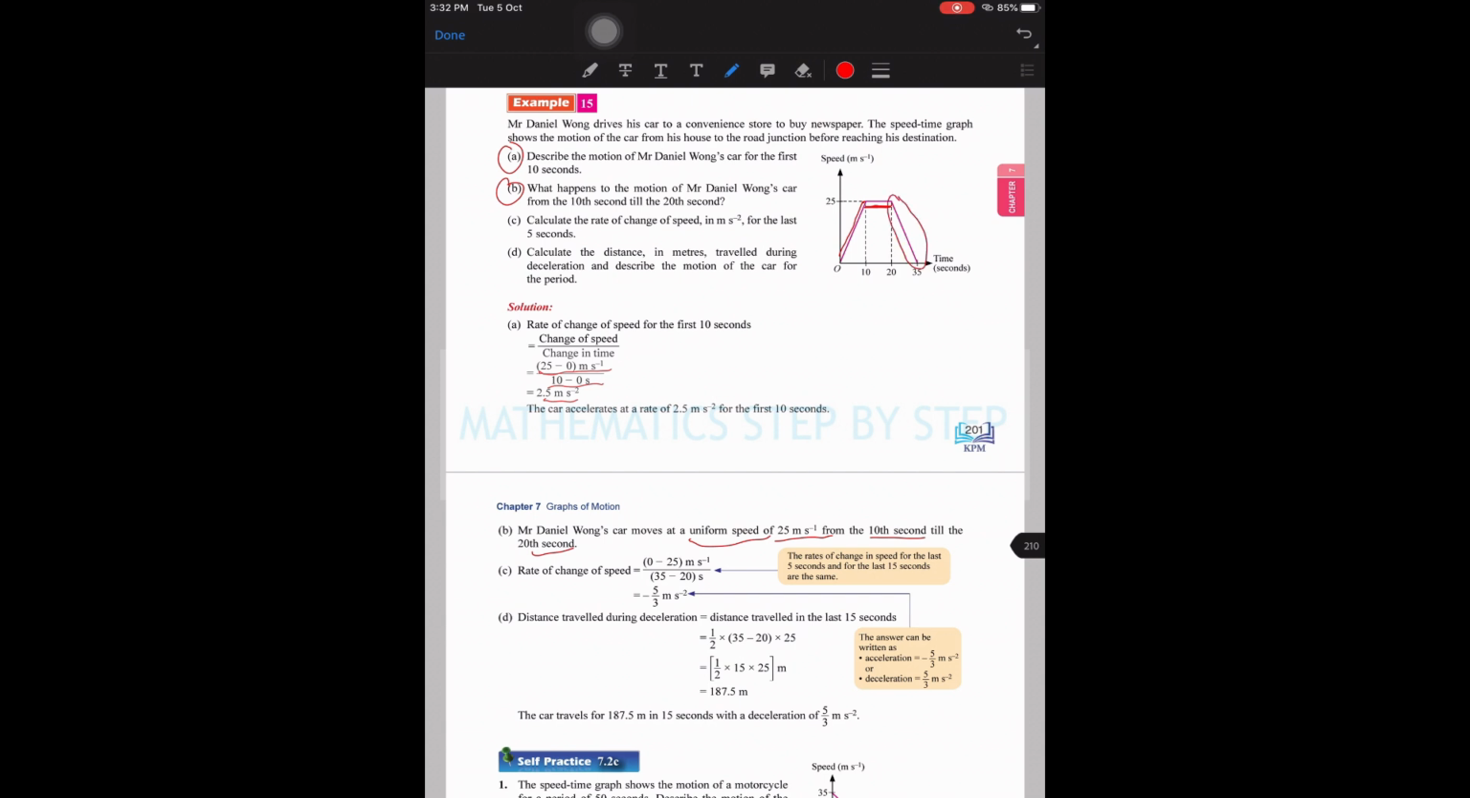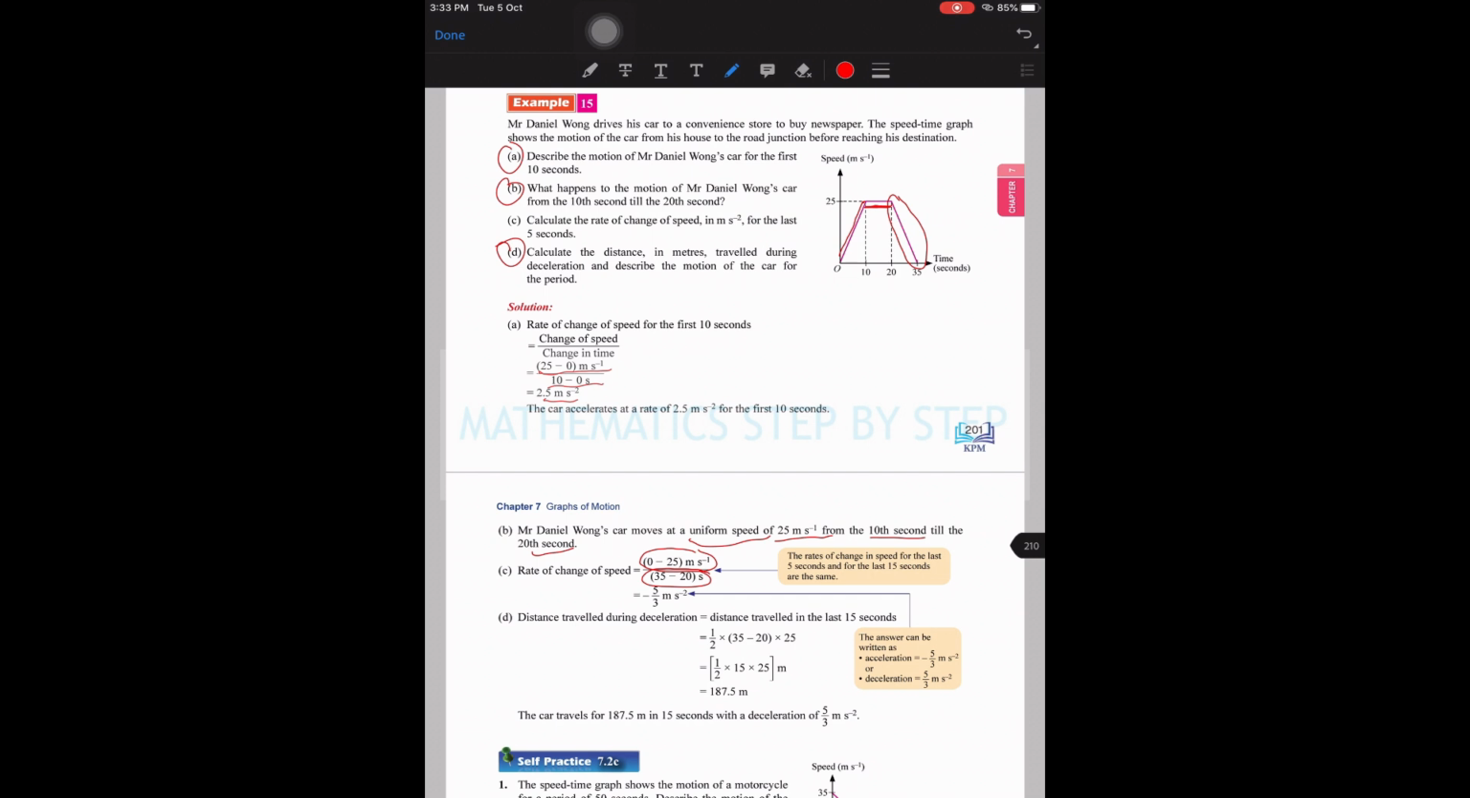So the object is decelerating, so in this case there will be a negative sign. Let's see. The gradient is 0 minus 25 meters per second over 35 minus 20 seconds, so negative 5 over 3 meters per second. So we know the car is decelerating. Then part D, calculate the distance in meters traveled during deceleration.